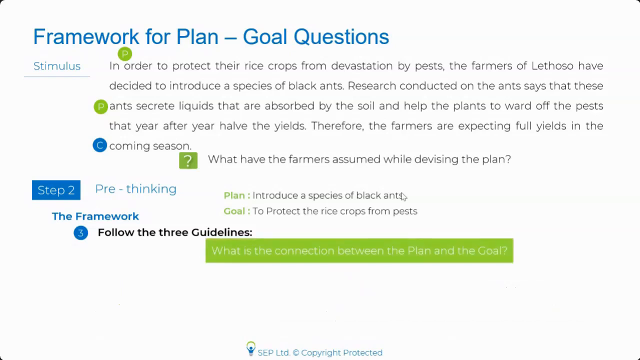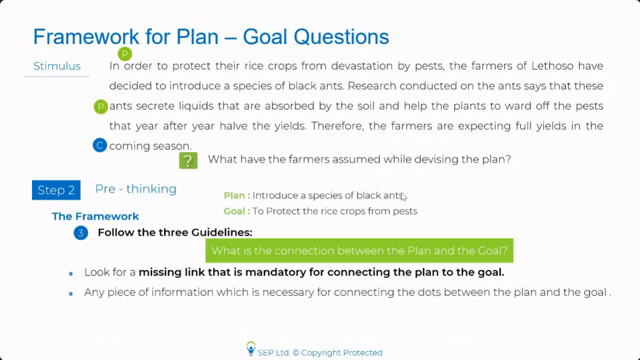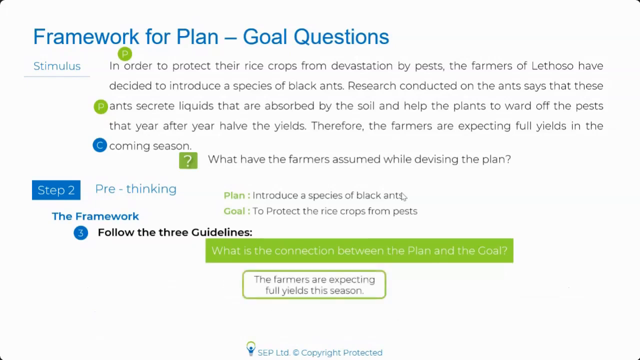Finally, you can think of any other connection between the plan and the goal. I mean, connecting the dots. For example, in this case, you can try to think of a missing link that is necessary for connecting the plan to the goal. For example, what is necessary for the plants to have full yields? So any piece of information which is necessary for connecting the dots, but has not been given, must have been assumed. For example, in this case, the farmers are expecting full yields this season.